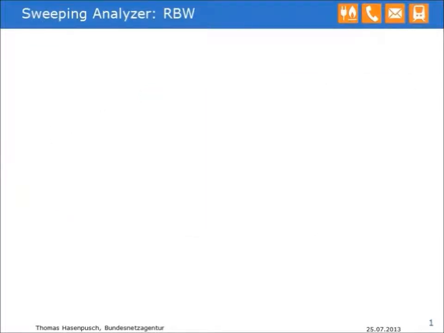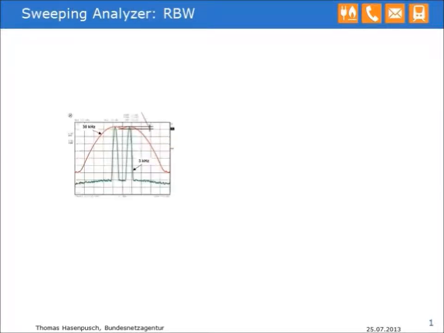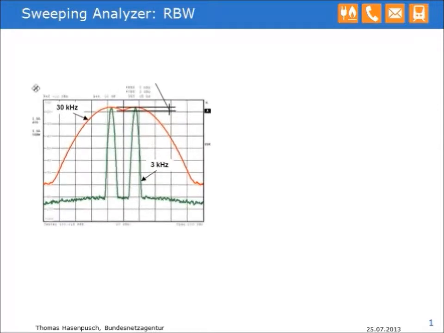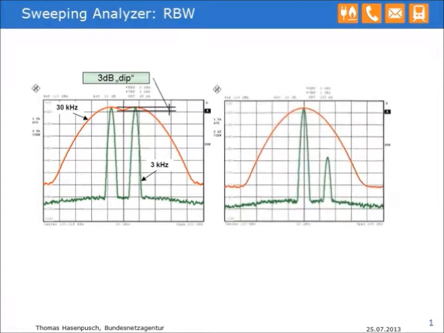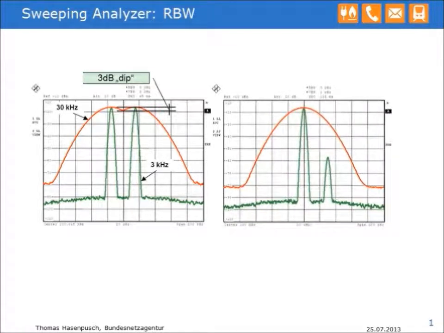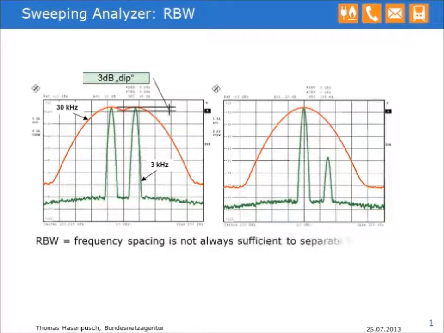The resolution bandwidth, however, is a critical parameter. It describes the ability of the analyzer to separate two different signals. In this example, the two signals are spaced 30 kilohertz, and of course you can see that with a 3 kilohertz bandwidth we can separate them clearly, but using a 30 kilohertz bandwidth you can just see a 3 dB dip to tell us that there are two signals and not one.